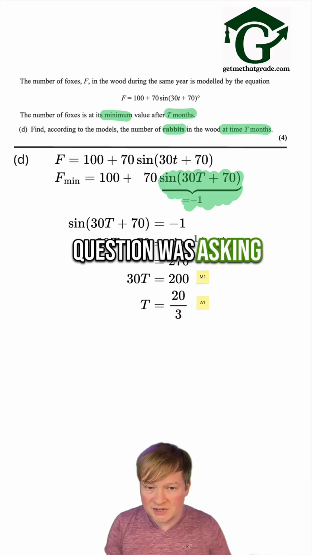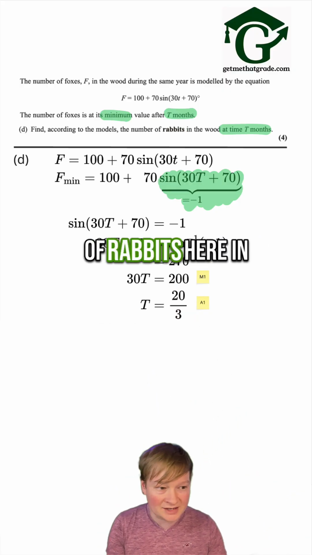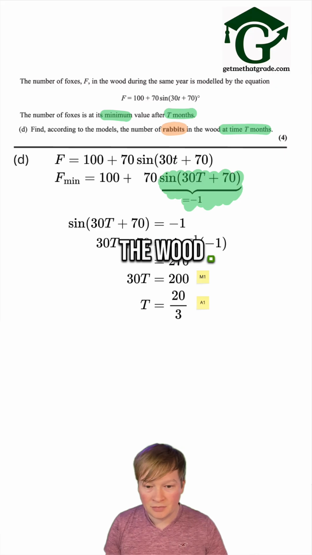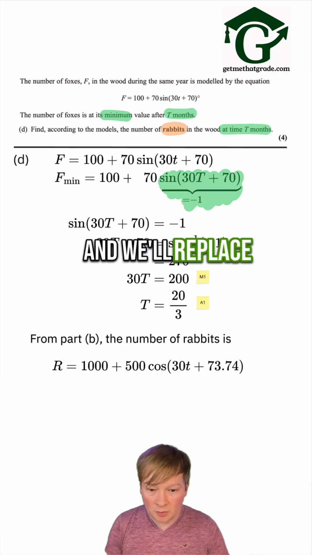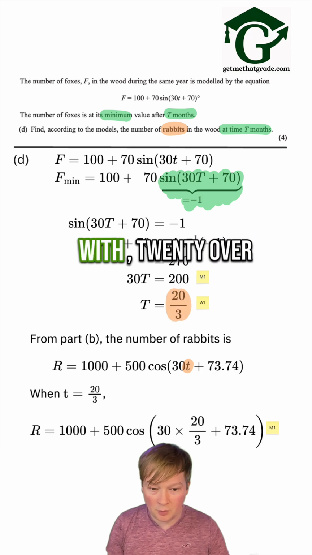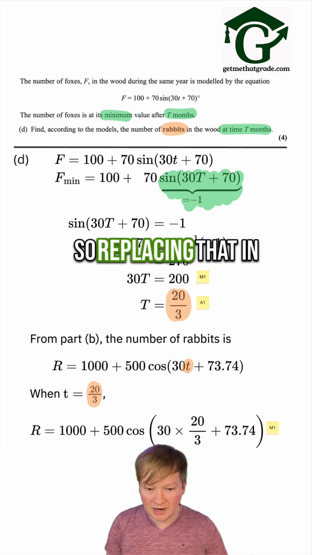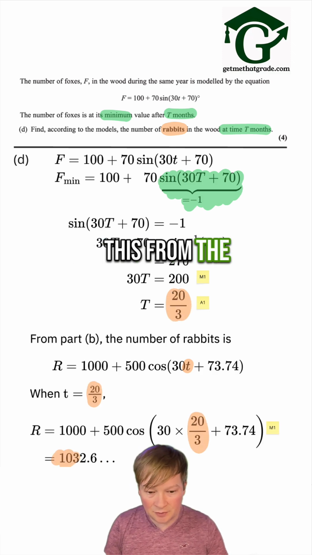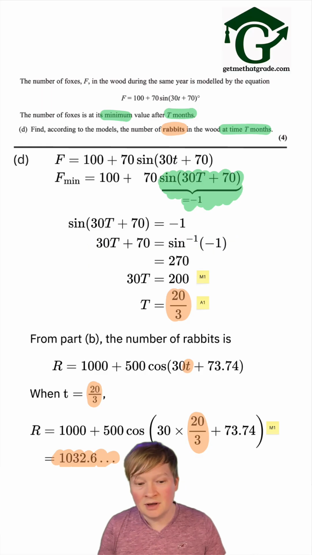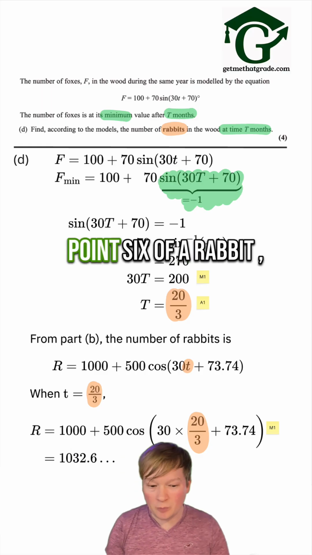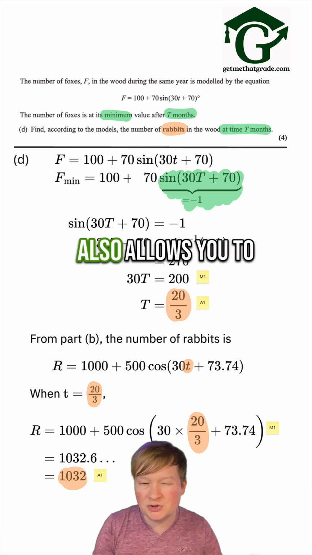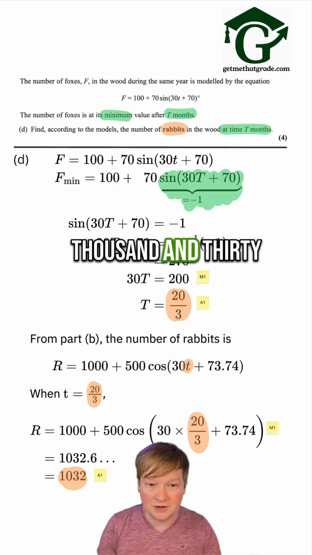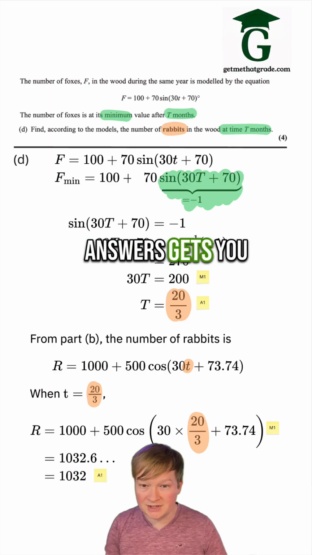Remember, the question was asking us about the number of rabbits here in the wood. So let's return to that equation for the number of rabbits that we had. And we'll replace the t with this value that we've come up with, 20 over 3. So replacing that in the equation, we get this from the calculator. And it could be argued that we can't have 0.6 of a rabbit, so you could argue it's 1,032. But the mark scheme also allows you to round up to 1,033. Either of those two answers gets you the final mark.